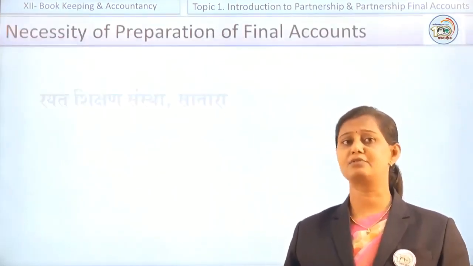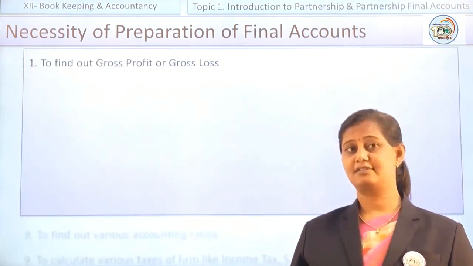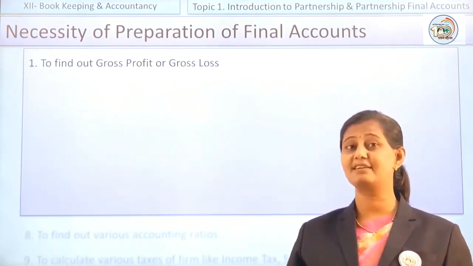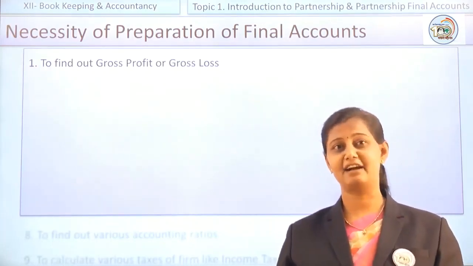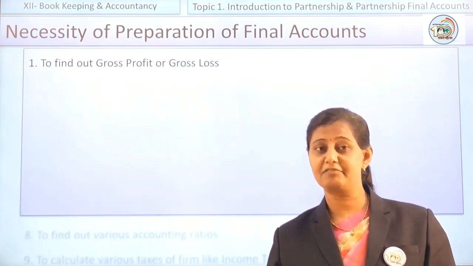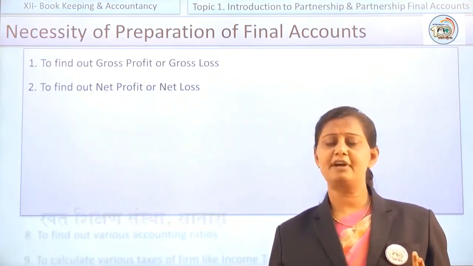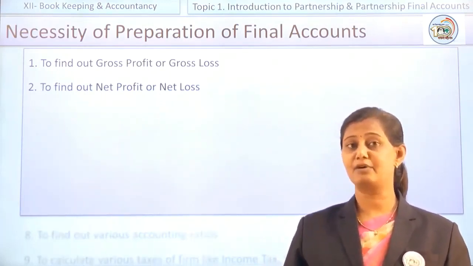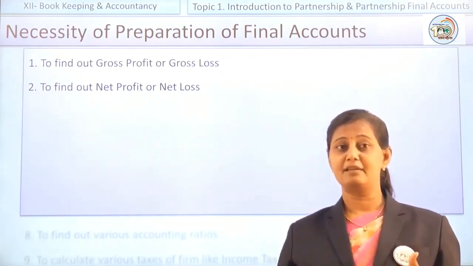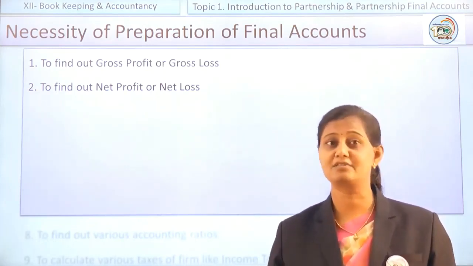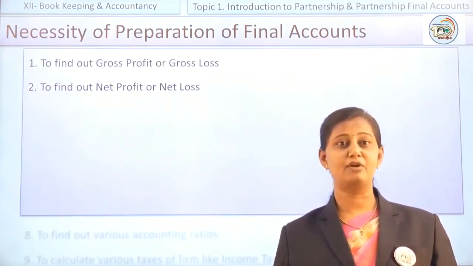Necessity of preparation of final accounts. To find out gross profit or gross loss: gross profit or gross loss should be determined by preparing trading account. With the help of trading account, we find out either gross profit or gross loss. To find out net profit or net loss: net profit or net loss should be determined by preparing profit and loss account. With the help of profit and loss account, we find out either net profit or net loss.